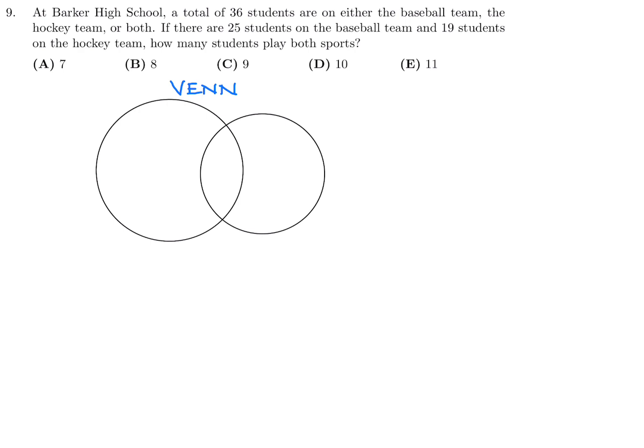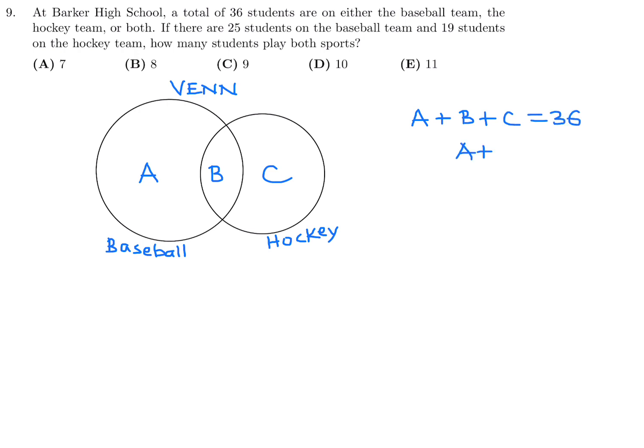And let's discuss this. So the bigger circle I'll call the baseball circle, and the other circle will be the hockey circle. So these regions I will label A, B, and C. Now let's talk about the question. 36 students are the total, so A plus B plus C is 36. And then 25 play baseball, so A plus B is 25. 19 play hockey, so B plus C is 19.